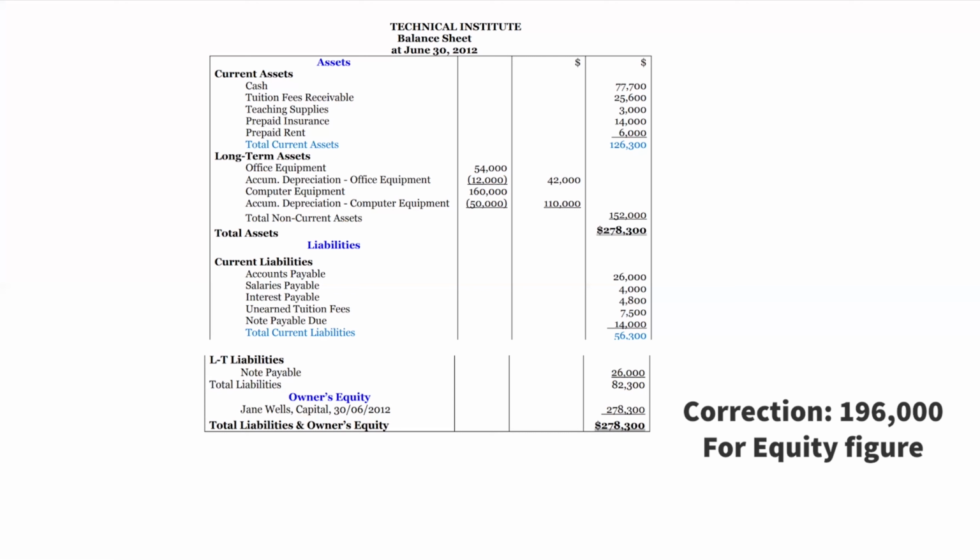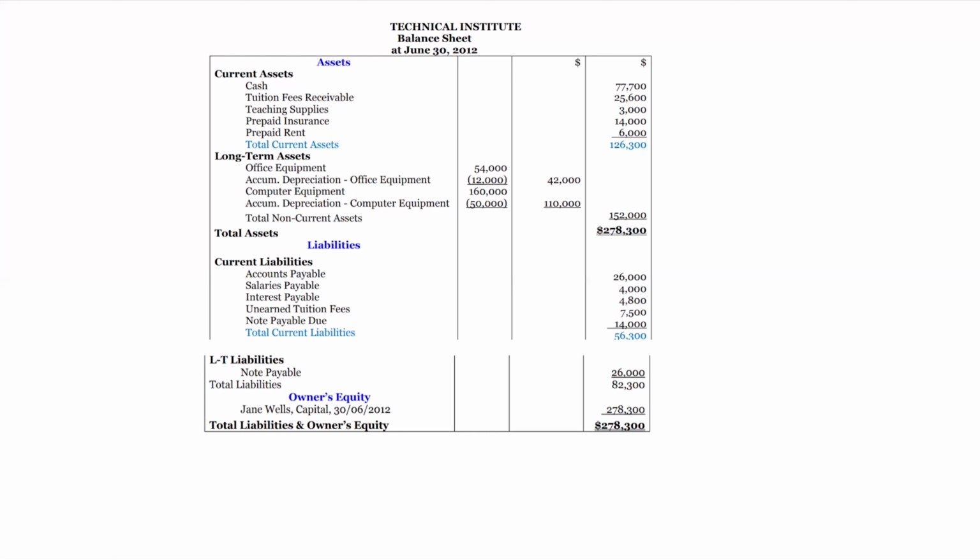It should be 196,000. And then adding that to your 82,300, because remember, we summed all our liabilities already, right? Adding that to the 82,300 would give us 278,300, which gives us what our equation says. Assets 287,300 equals liabilities plus owner's equity, and that equals 278,300, right? So this is all our statements together. As I said, this was a lengthy question, but it was a full question, right?